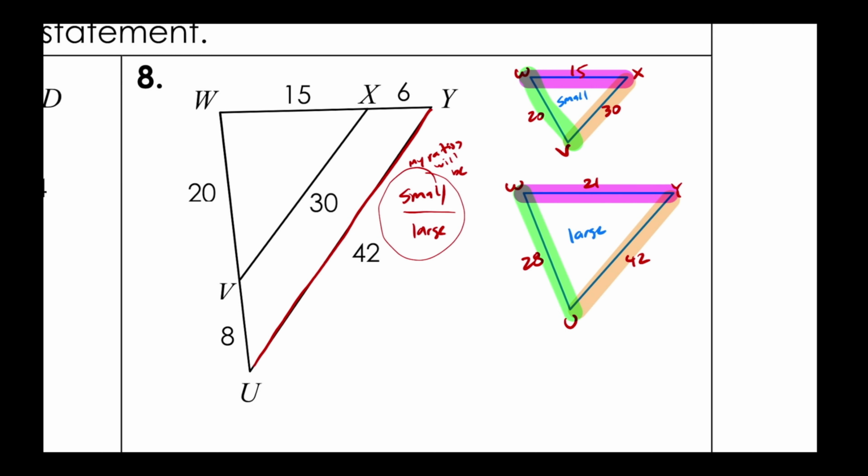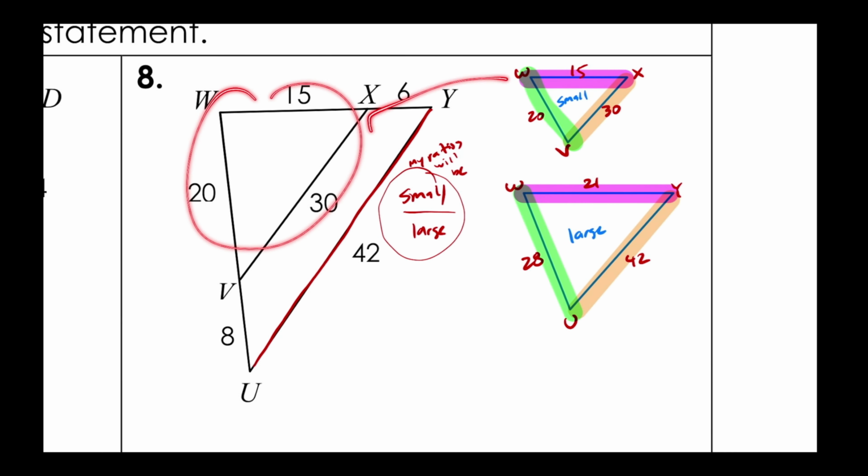Okay, so let's continue where we left off yesterday. We were finishing up this problem. Let me remind you, this problem was asking, are these two triangles similar? Are they similar using SAS Similarity Theorem? And the first thing we did was we separated them.